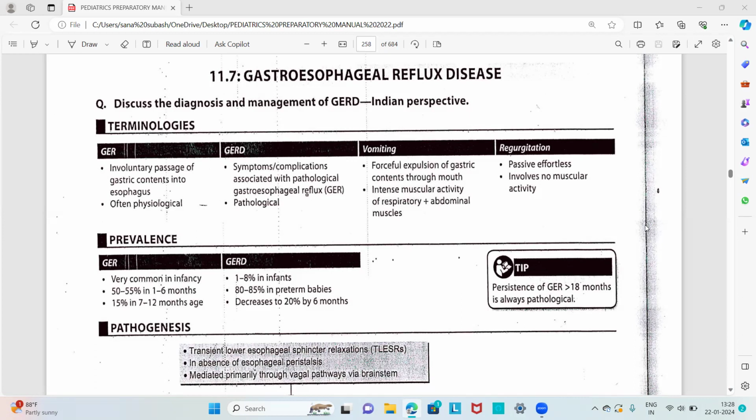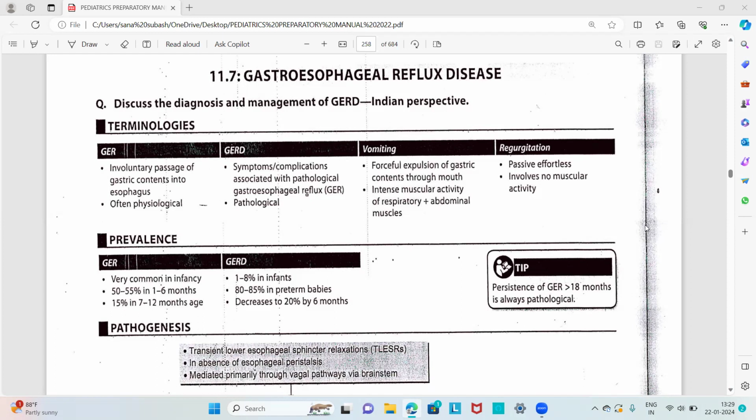Before going to the actual discussion, we have to learn some terminologies regarding gastroesophageal reflux disease. That is, gastroesophageal reflux, not a disease. Gastroesophageal reflux is the involuntary passage of gastric contents into the esophagus. Usually there is forward movement of gastric contents, but instead there is a back passage of gastric contents into the esophagus. That is called gastroesophageal reflux.